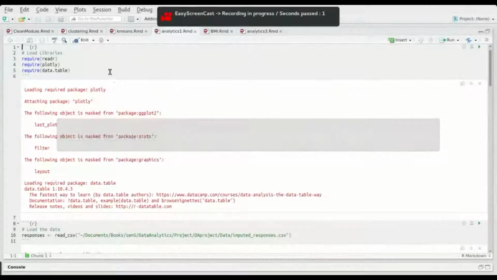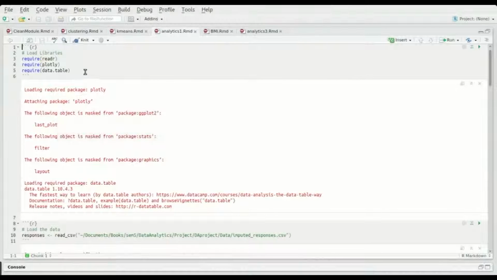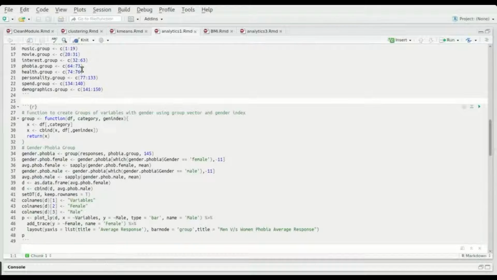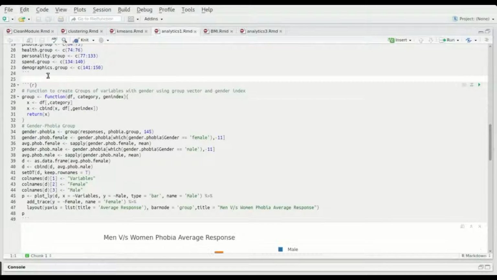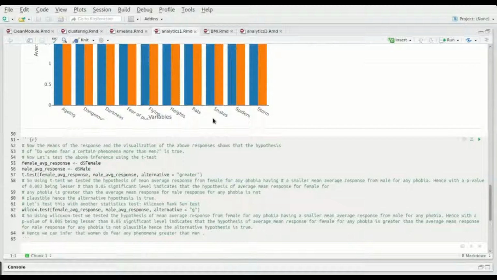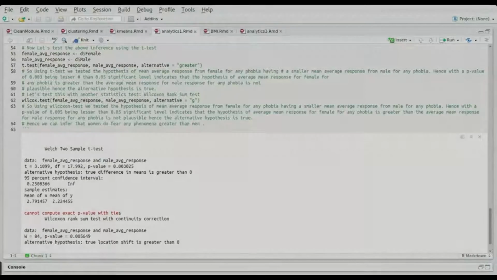Our second problem for the study was hypothesis testing, where we tested the hypothesis of whether women fear certain phenomena more than men. Here we averaged all the responses obtained for the phobias, and then we plotted them for male and female. After plotting, we observed that the hypothesis turned out to be true, and for this we also used 2 statistical tests, the t-test and the Wilcoxon test, proving the hypothesis to be true.